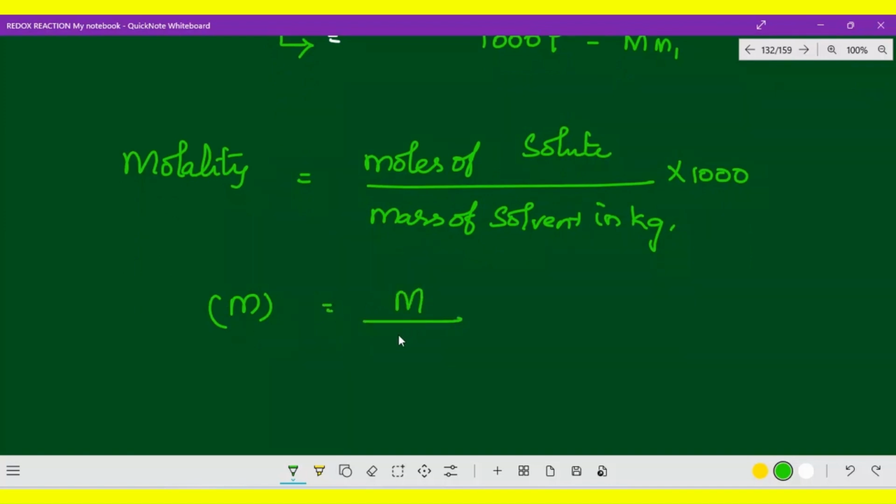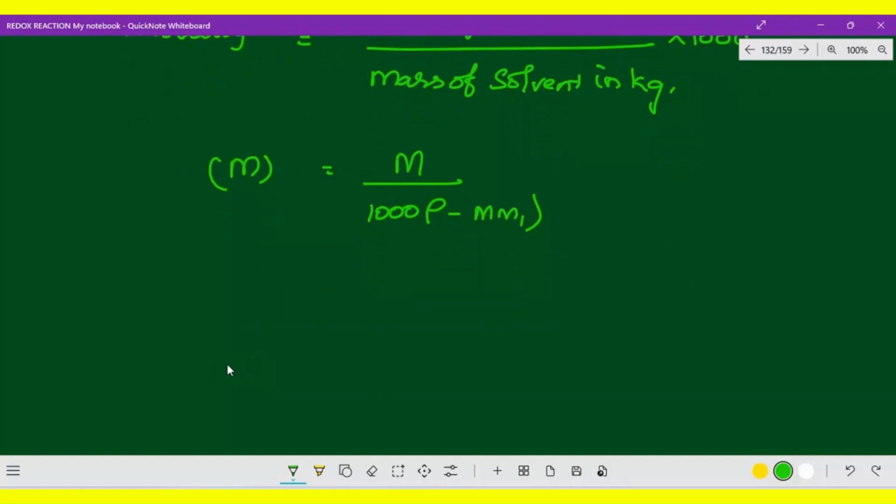Capital M, that is moles divided by 1000 rho. Density minus capital M, that is M1, molar mass. Here the given mass, that is moles of the solute, right? Divided by 1000 rho, density, minus here the mass of the solvent and molar mass. Now, they are asking the question according to molality, no? So molality equals 1000 m, capital M, divided by 1000 rho minus capital M, M1. So this is the correct option.